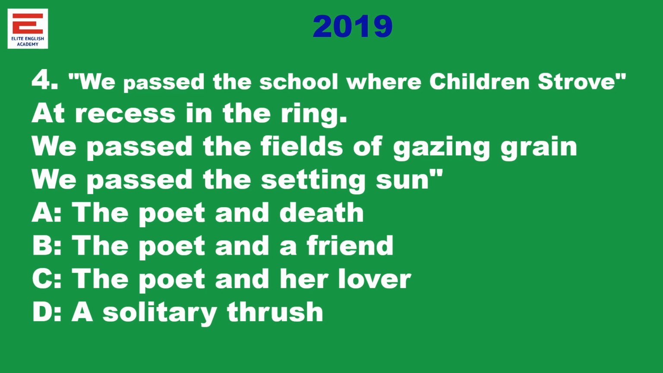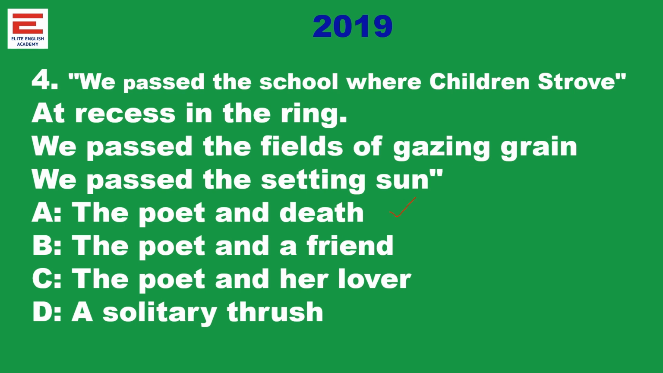So here, from the work, you already know it is from Because I could not stop for Death, right? Based on that, the options: the poet and death, the poet and a friend, the poet and a lover, a solitary thrush. Once you understand this is from this particular work, because I could not stop for death, definitely you can easily choose option A. Here I would like to point out one thing. The entire theme of the poem is summarized here.